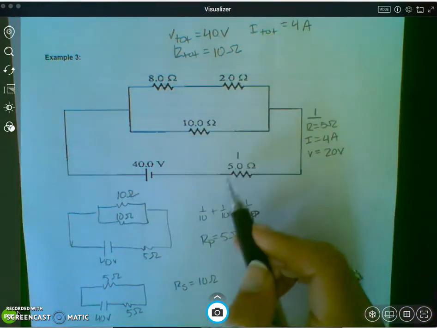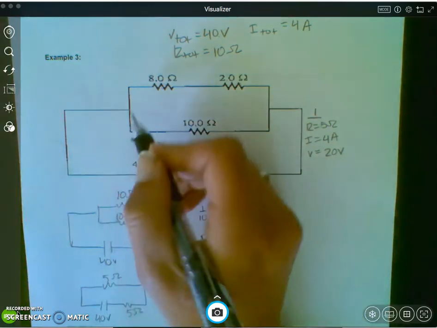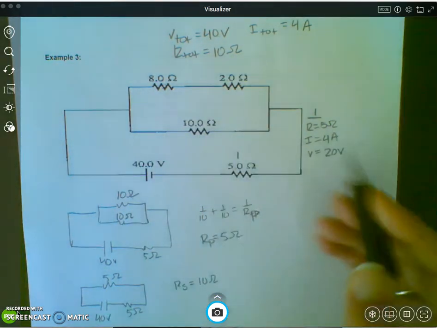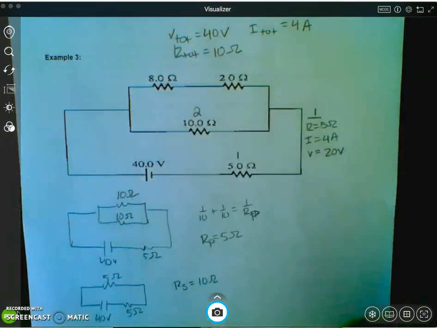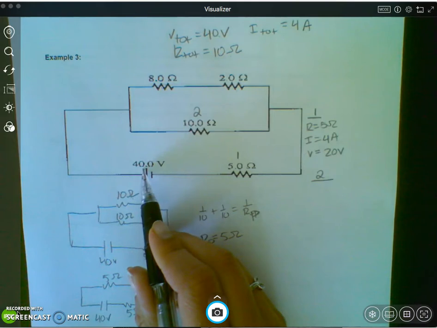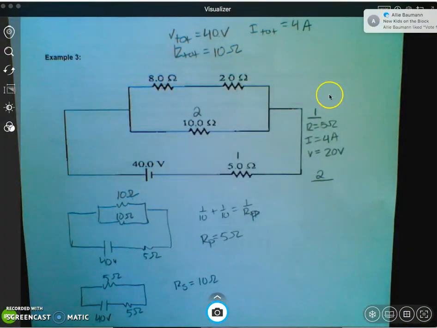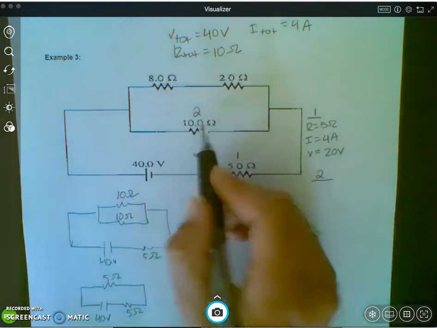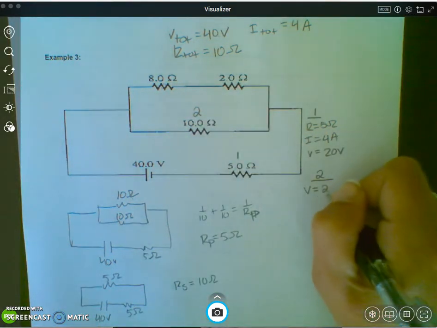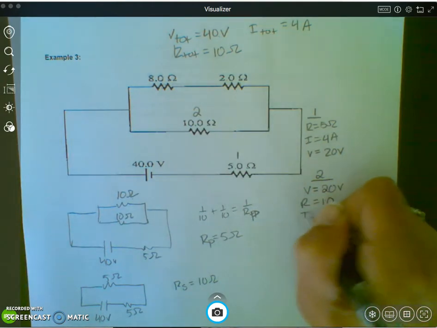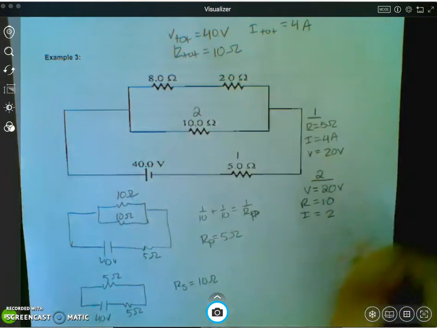If this house is going to take 20 cookies, that means there's 20 cookies left to go either this way or to go this way. So if we just go to this next one here, we'll label that one number 2. It's just like the previous problem. We know that there are 20 volts, 20 cookies left, and the 20 cookies left go to this resistor, so we know the voltage is going to be 20, we know the resistance is 10, and we find I, we get 2.